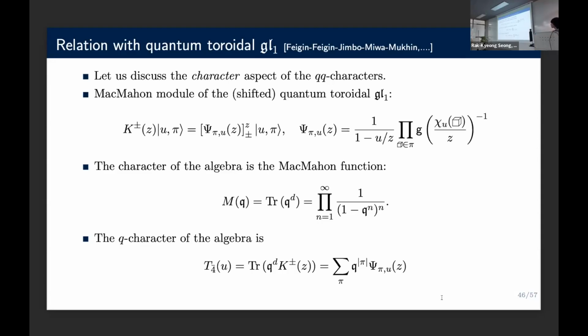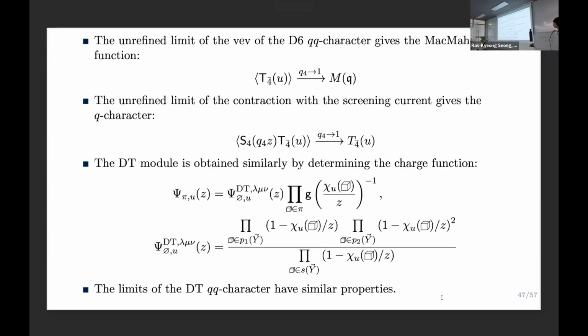And the character of this algebra is just the MacMahon function in this way. And you can also introduce a generalization of the character, which is the Q character. So you take the trace over the Cartan part and also this degree counting operator, which gives this kind of form. And both of these characters can be derived from the QQ character.